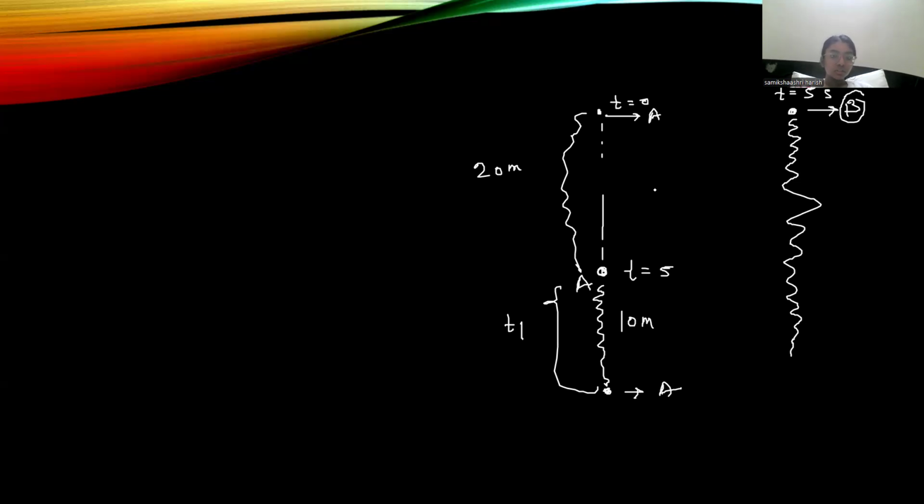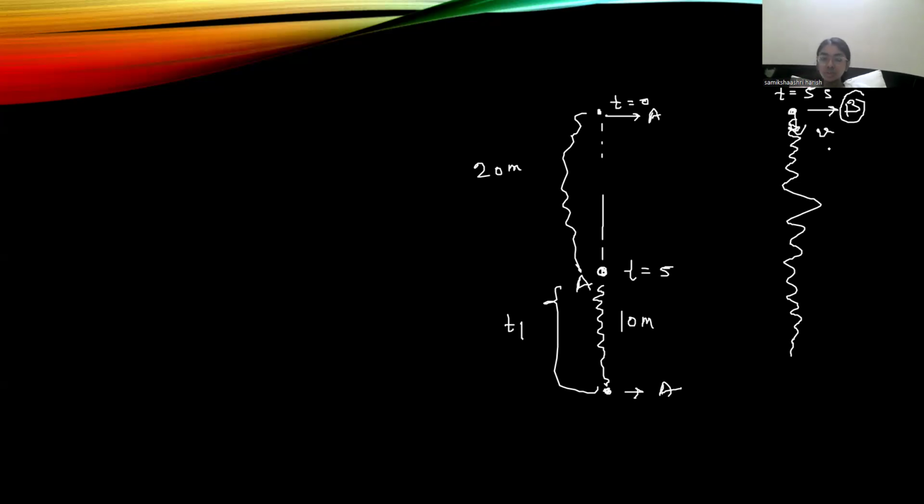Yes, tell me. What am I saying there? At t equal to 0, it is going 20 meters. After 5 seconds, the particle travels 20 meters. At 5 seconds, you throw particle B with some initial velocity, a certain velocity you have given.